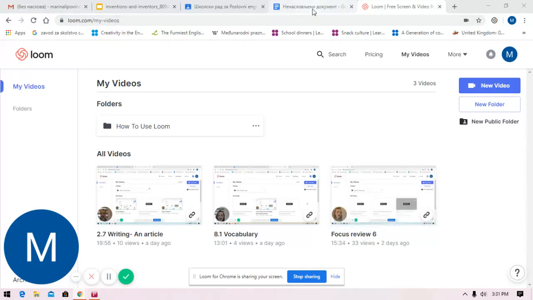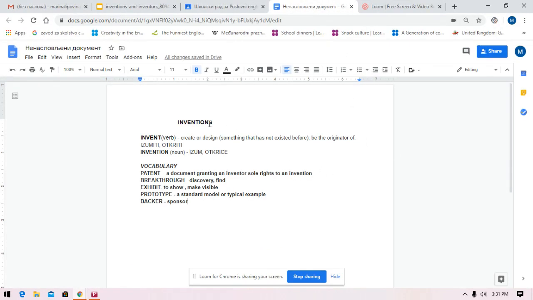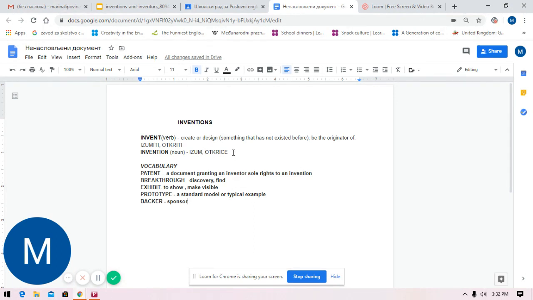Hello. Today we are starting a new module called Inventions. First, we are going to explain the meaning of the word. Invent as a verb means to create or design something that has not existed before, to be the originator of. In our language, it would be izumiti, otkriti. The noun form is inventions, which means izum or izumi, otkriće, or in plural, otkrića.